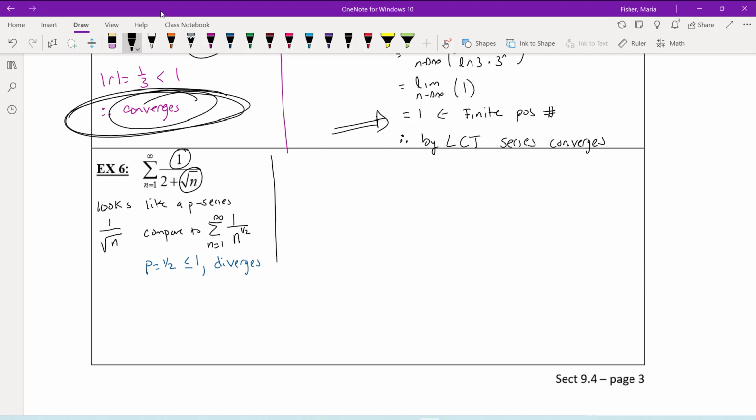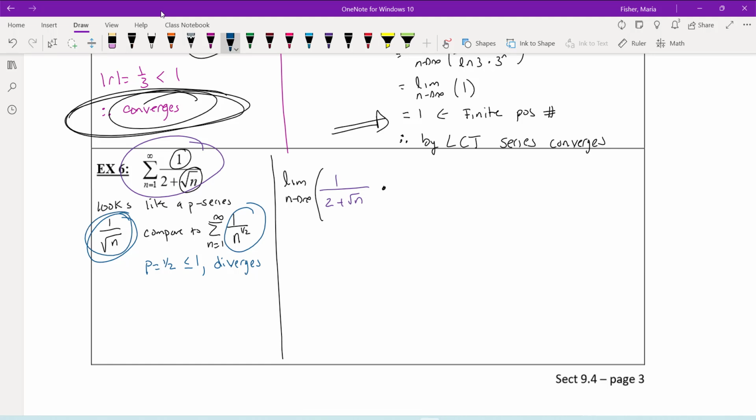Now, using the limit comparison test, we take the limit as n goes to infinity of our given. Well, our given is 1 over 2 plus the square root of n divided by our known. But if we're dividing by a fraction, it's the same as multiplying by the reciprocal. I'm going to use this one here since we already have a radical in the other one, just to make it easier. So the reciprocal of 1 over the square root of n is the square root of n over 1. Multiplying, I get the limit as n goes to infinity of the square root of n over 2 plus the square root of n.